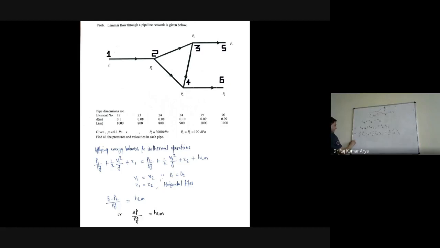So you don't have any of these: 0 times p2, 0 times p3, 0 times p4. V12 you also don't have, so 0 times v12. Then 0 times V2,3 also, not there. Then V2,4 is there, so you have 5/4 D2,4 square V2,4.